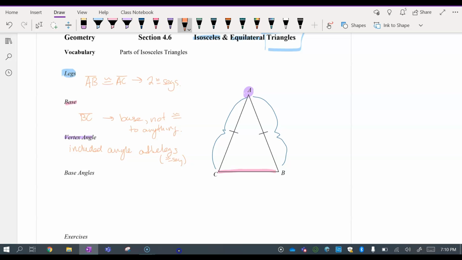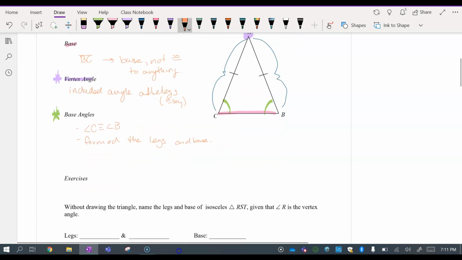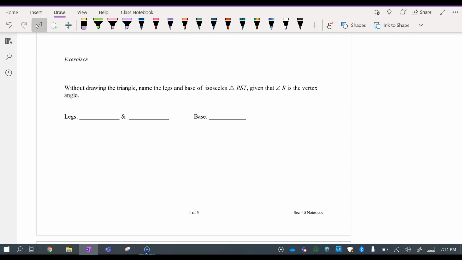Okay, then we have the base angles. So the base angles are the two angles down at the bottom. So we know we have a vertex angle, right? We have a vertex angle, and then the other two angles are called the base angles. So those two angles are going to be congruent to each other. They are formed by the base and the leg. So angle C is congruent to angle B, and again, they are formed by the legs and base. Okay, all right, moving on.